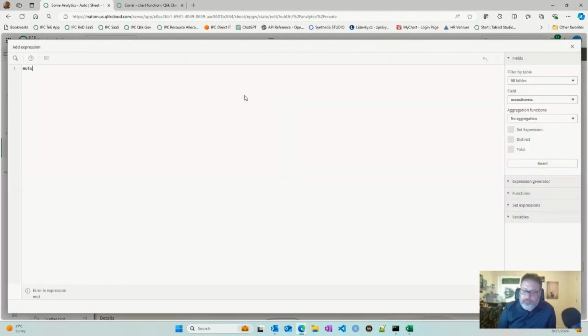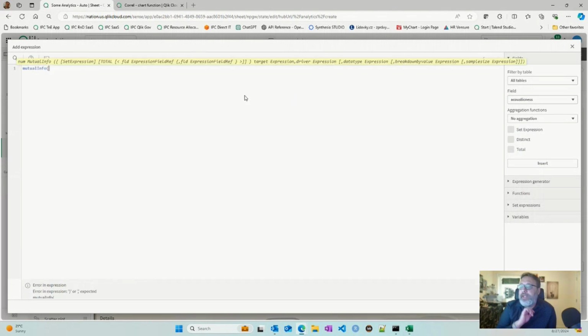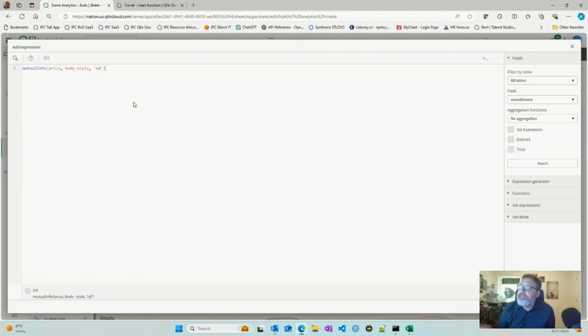So again, it's mutual info and two variables, price. Now is body style. Now, how is that possible to do with body style, since body style is text, not a number? Well, for my third parameter, I will inform that price is continuous, but body style is discrete. So the methodology is different. Instead of summing or averaging, it will count the frequency. And then it looks at the price for each body style, in other words. So that's how it will do it.